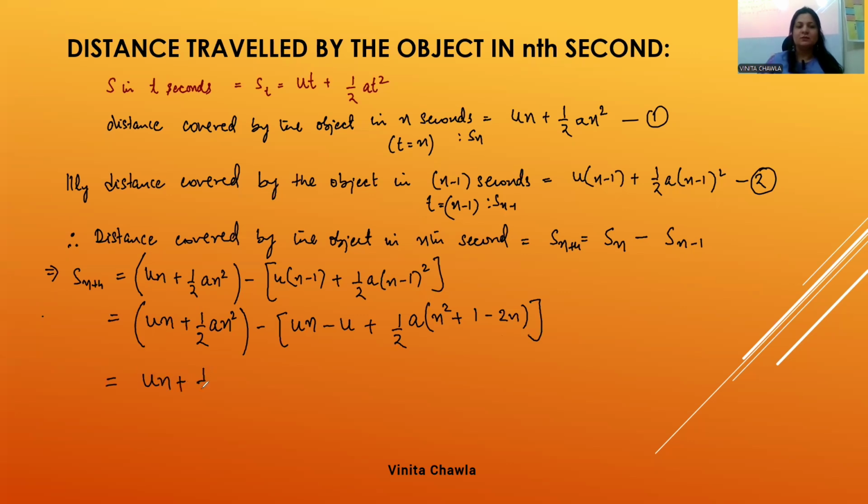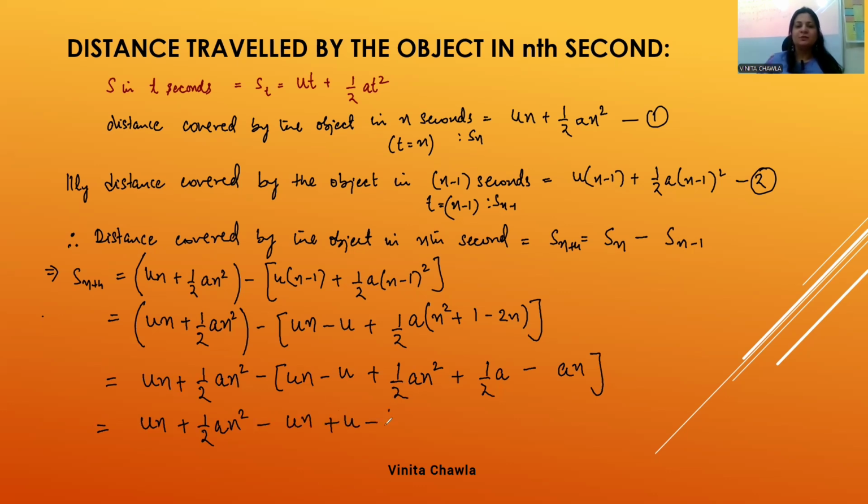un plus half a n square minus un minus u plus half a n square plus half a minus a n. Yes, 2 से 2 cancel हो जाएगा and we have this a n. Now we will write un plus half a n square, open the bracket, with the signs changed: minus half a n square plus a by 2 minus a n.